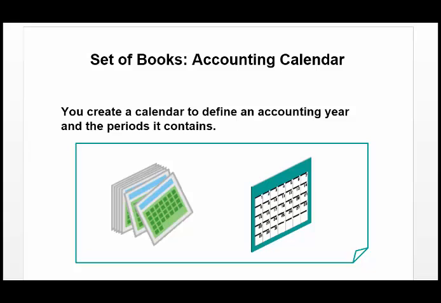So because of the need to have different periods and different start and end of a calendar year, Oracle and SAP allow you to define more than one accounting calendar. So every set of books may have their own accounting calendar, which means they have different periods, different start and end of the year.